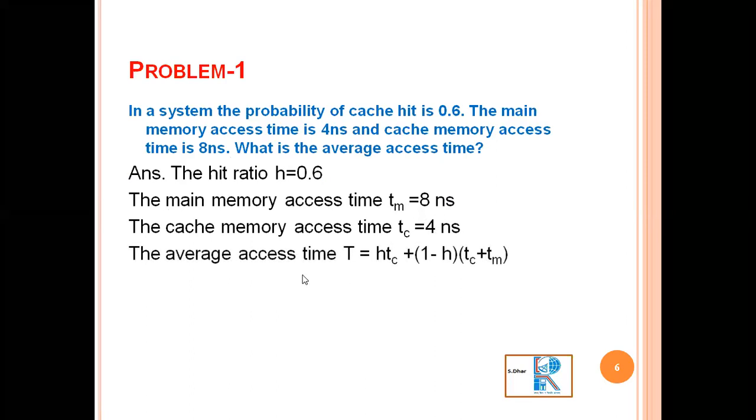Now, what is the average access time? You know that T is equal to H into TC plus (1 minus H) into (TC plus TM). So 0.6 is the cache hit ratio into 4, where 4 is the cache memory access time, plus (1 minus 0.6), this is the probability of miss, into (this is the cache memory access time plus this is the main memory access time). So 7.2 nanoseconds is the average memory access time. If you want to find the efficiency, you have to do 1 by 7.2, which is the efficiency of the system. Clear? So this is one numerical.